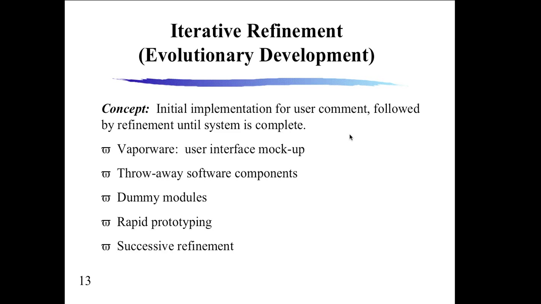Iterative refinement, this is a summary of what I have already told you in terms of going back. The concept is that the initial implementation comes out for the user's comments, then we have refinement until the system is actually complete. So in a lot of ways, rapid application development is an iterative process.